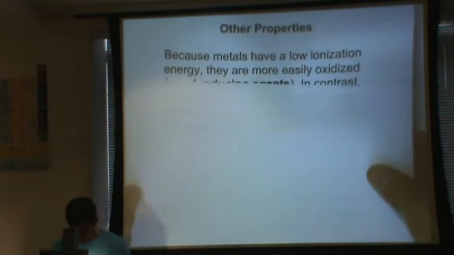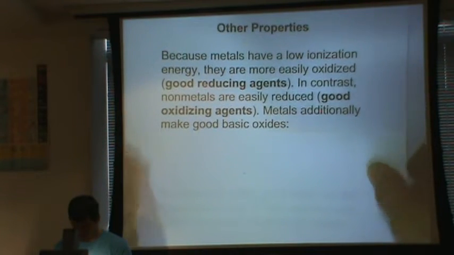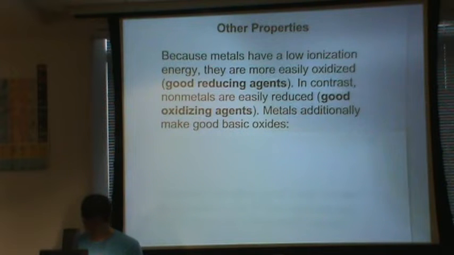Right. Some other properties that you guys should know. Because metals have a low ionization energy, meaning it's easy to release an electron, they are more easily oxidized. So they lose an electron, they gain that positive charge, making them good reducing agents. In contrast, nonmetals are easily reduced, meaning they want to gain that electron. So they are good oxidizing agents.